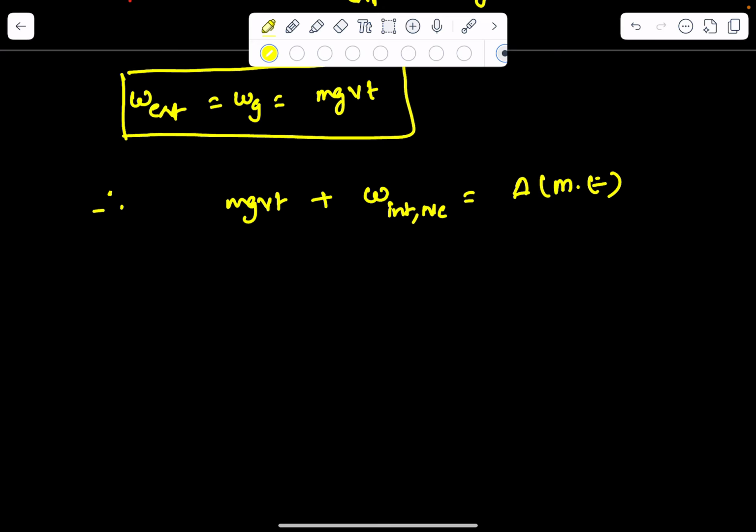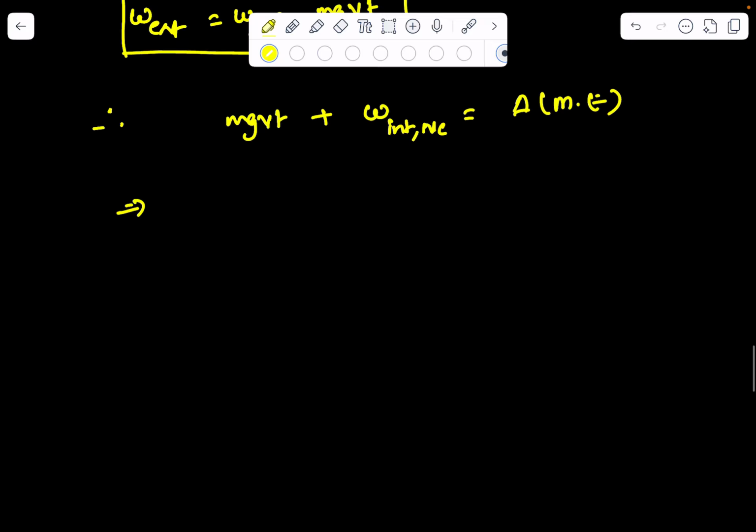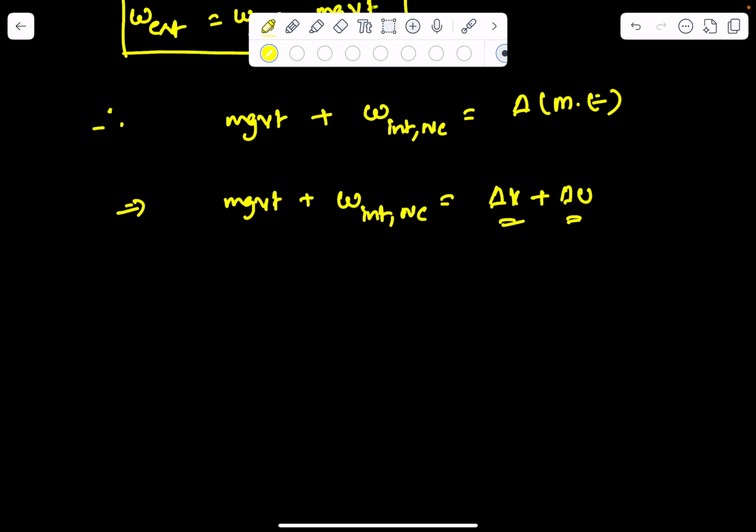And the sum of all kinetic energy and potential energy of the system together, we are going to call by a name: mechanical energy, or total mechanical energy of the system. Please remember. Hence, what we can write here is mgvt plus work done by internal non-conservative forces will be equal to the change in mechanical energy, which means change in kinetic energy plus total change in potential energy of the system.